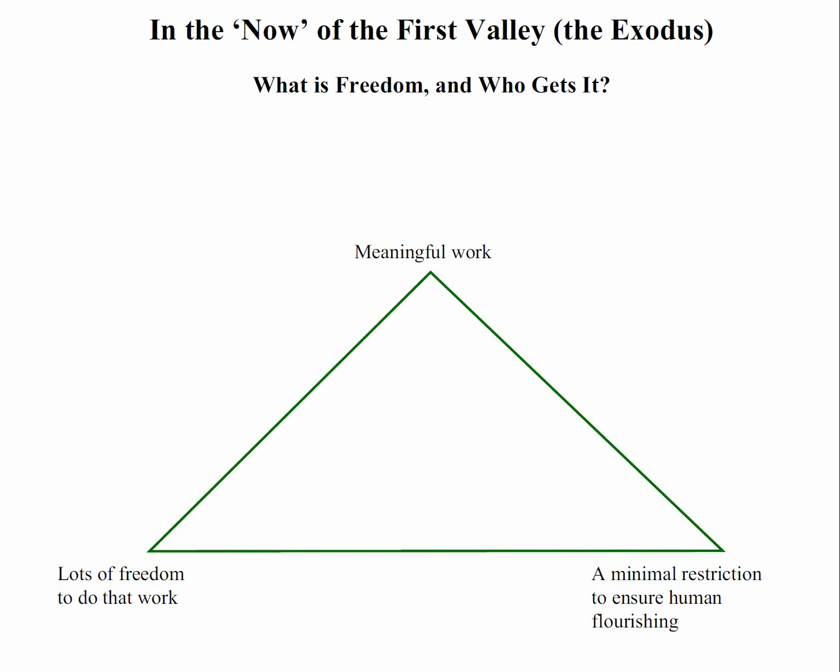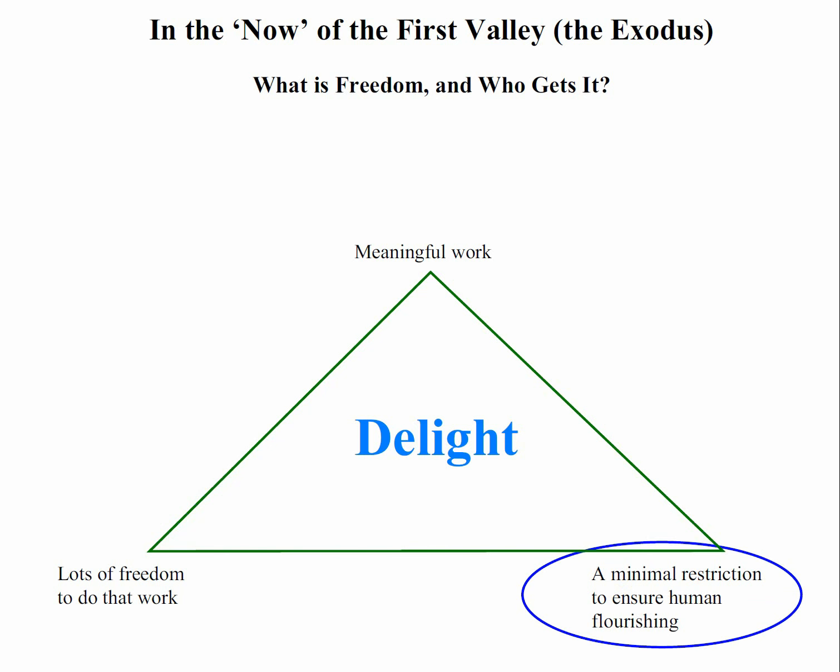But when you have all three in balance, which is what we have in the Garden of Delight, that is the recipe for delight. So it's little surprise that it's called Eden. Okay, now, this minimal restriction, again, remember what I just said. The Eden story shows up when the law shows up. And the Eden story is really, I think, among other things, addressing this question. What's the law for? And the Eden story, in my opinion, is saying that the law is that minimal restriction that the Israelites need to ensure human flourishing.